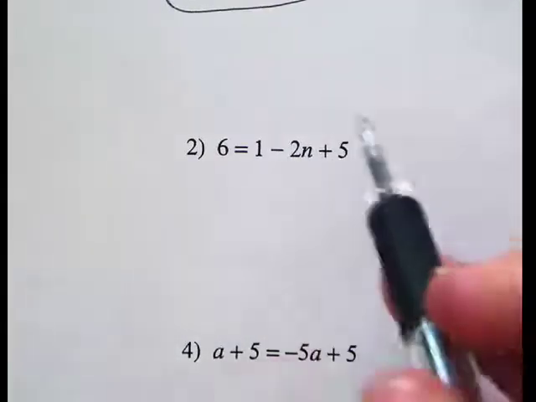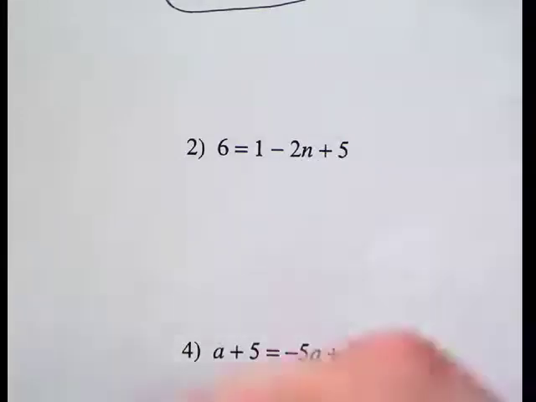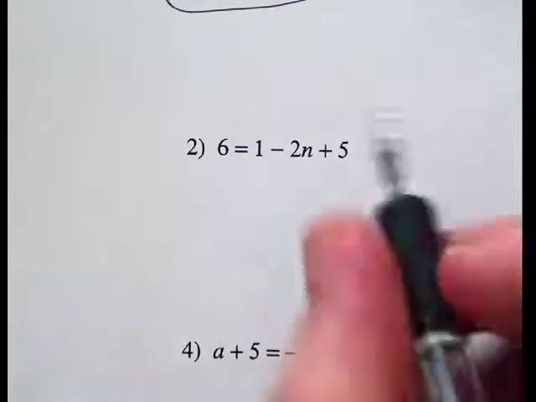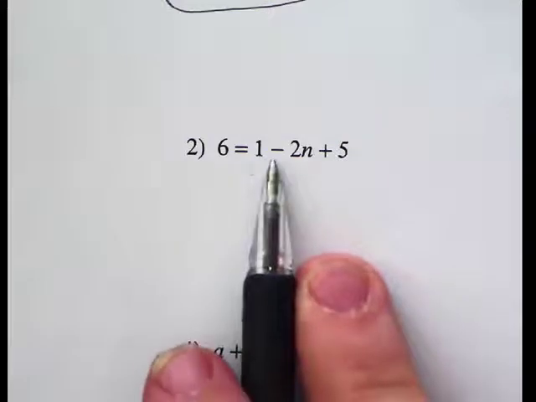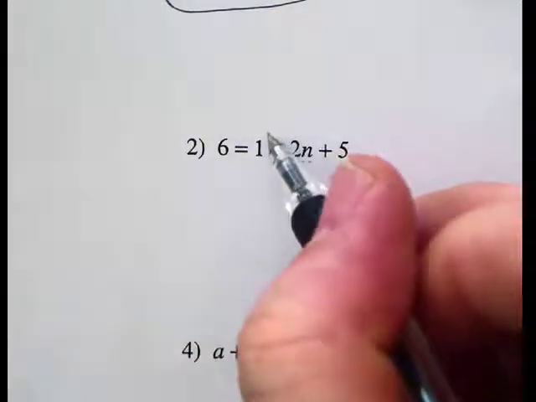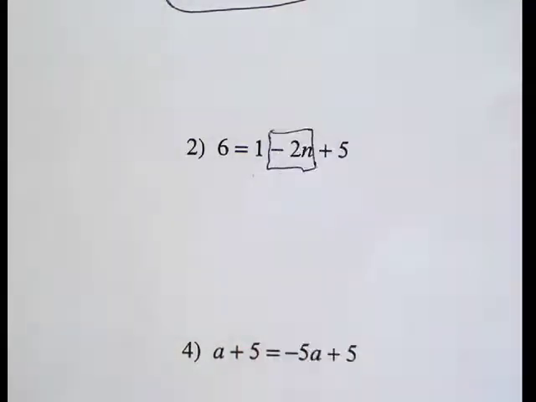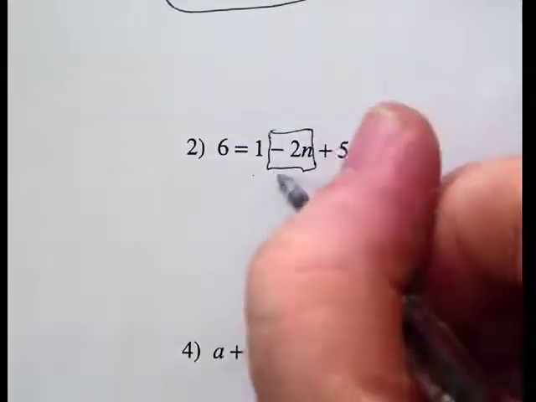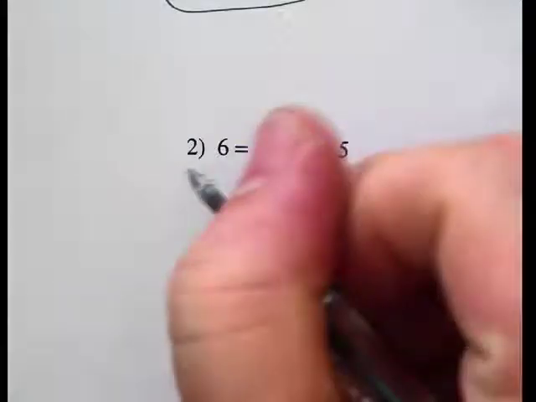We look and we only have one variable. We need all the variables on the left. Right now it's on the right, and I say all on the left because it's a negative variable. If you see that right there, it's a negative 2n. Well, I like positive variables, so I'm going to add 2n to both sides.